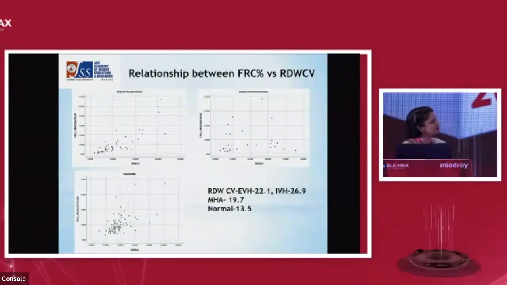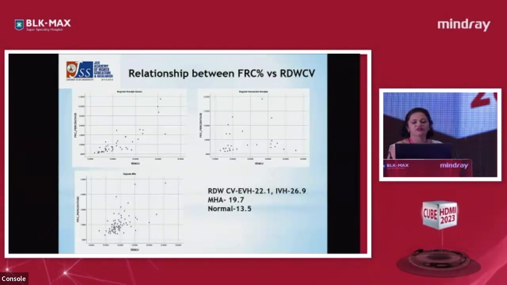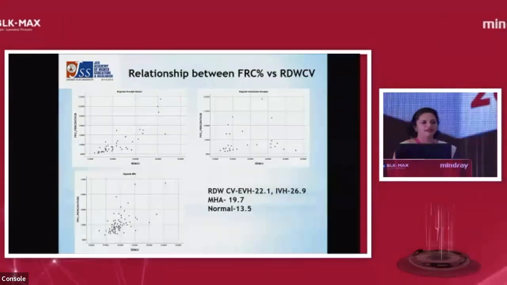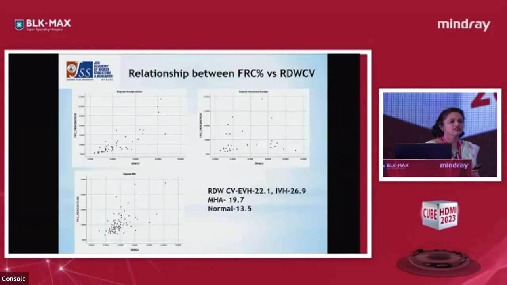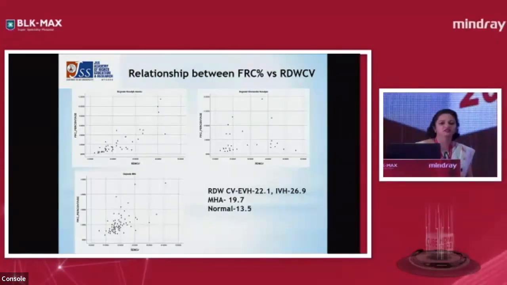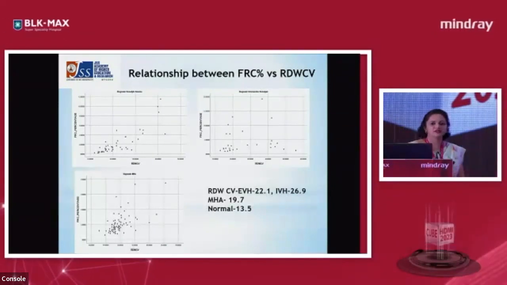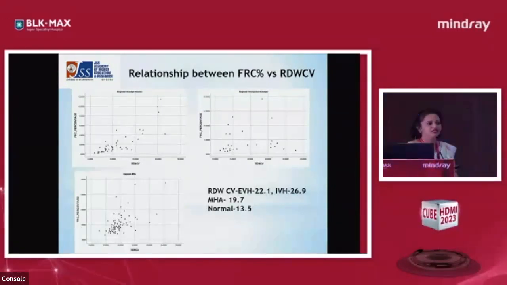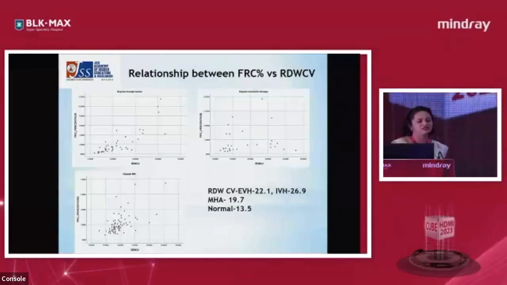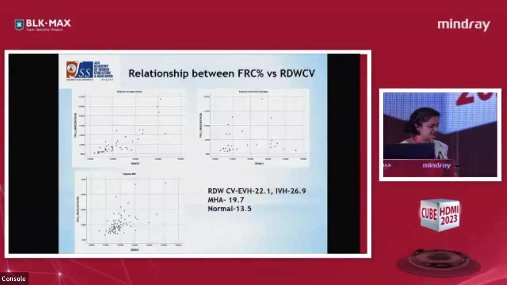So what is the difference? What is the relationship between FRC percentage versus RDW-CV? This was to assess the effect of anisopoikilocytosis, which is measured by the analyzer through RDW-CV. So through RDW-CV, the higher the RDW-CV, we feel the anisopoikilocytosis is more in such cases.